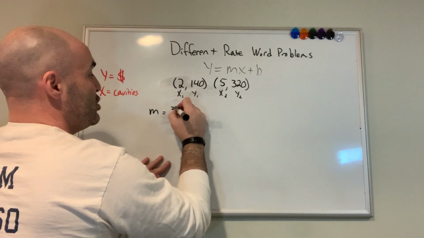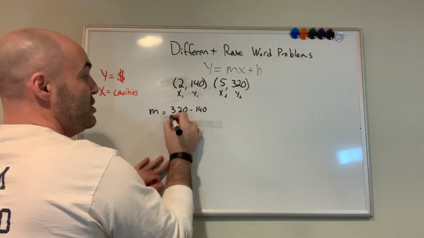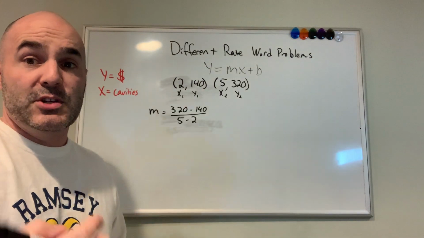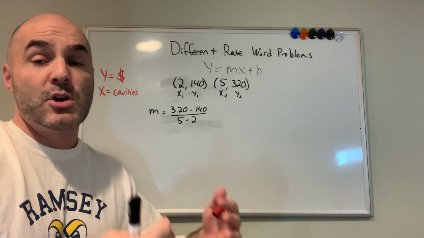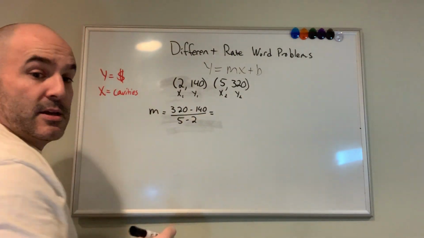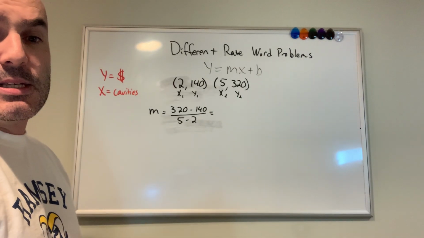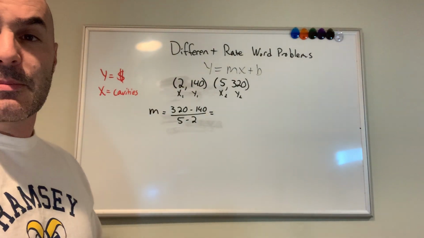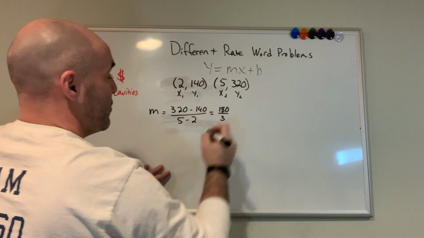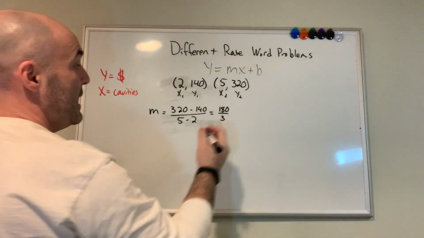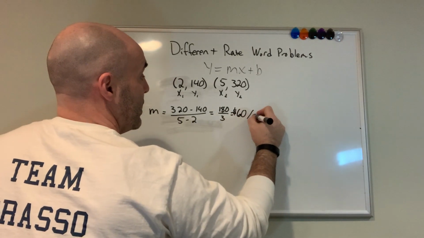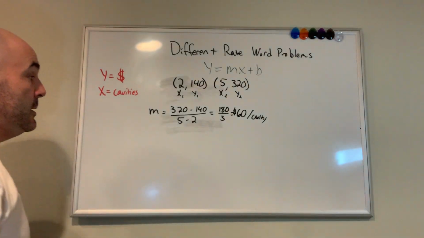And the slope is going to be the change in what we were charged, or the change in money, divided by the difference in cavities. So if we figure out the change in the number of cavities and then the change in dollars, we can figure out how much they're charging us per cavity, okay? In this case, $320 minus 140, that's going to be 180 over 3. I should have had a calculator with me. So 180 over 3, that's going to be $60, or $60 per cavity.